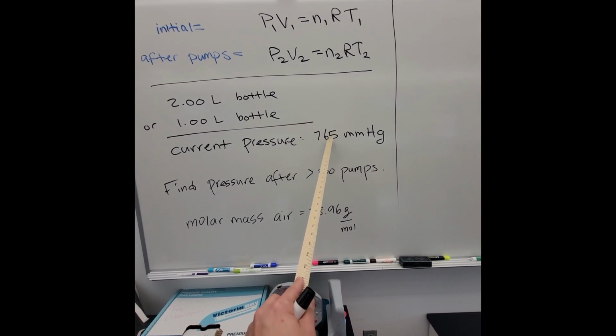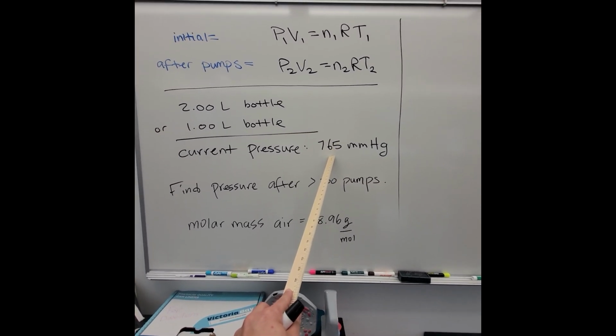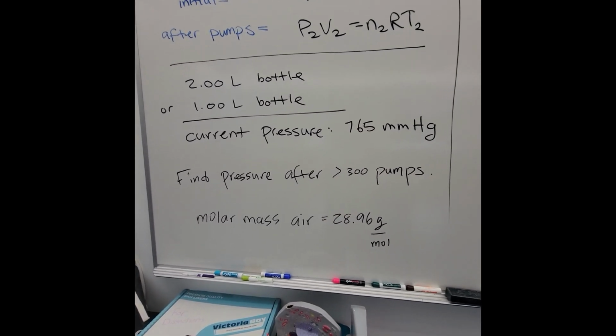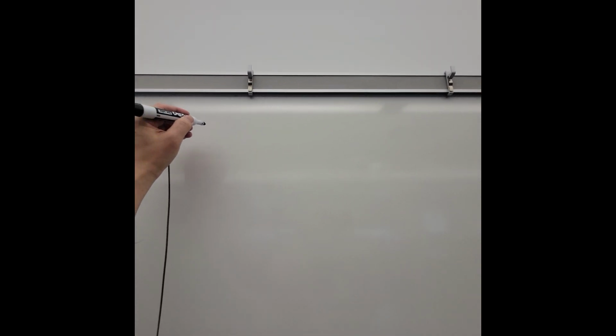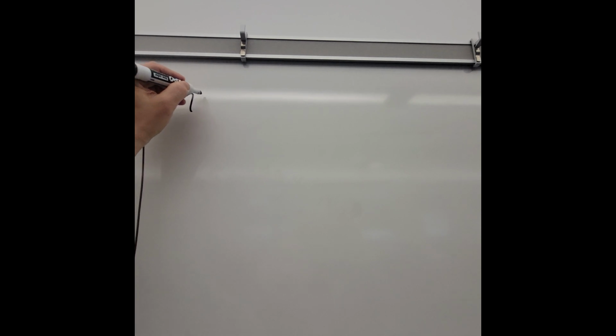According to my weather app, the pressure at the time this morning was 765 millimeters of mercury. But we need to convert that to either atmospheres or kilopascals. I'm going to do that to atmospheres.